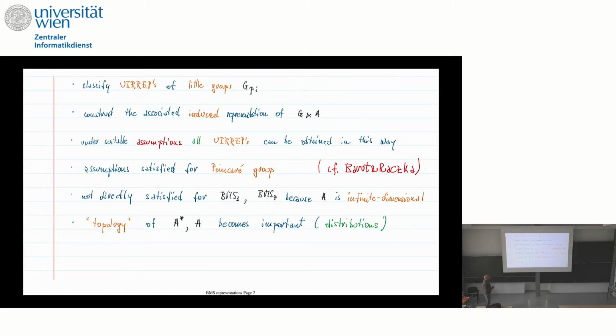And under suitable assumptions, and they are satisfied for the Poincaré group, you can show, and that's really the hard part, there are imprimitivity systems and this exhaustive theorem. Under suitable assumptions, you can prove that all unitary irreducible representations, for instance, of the Poincaré group, can be obtained in this way, and that you haven't missed any.